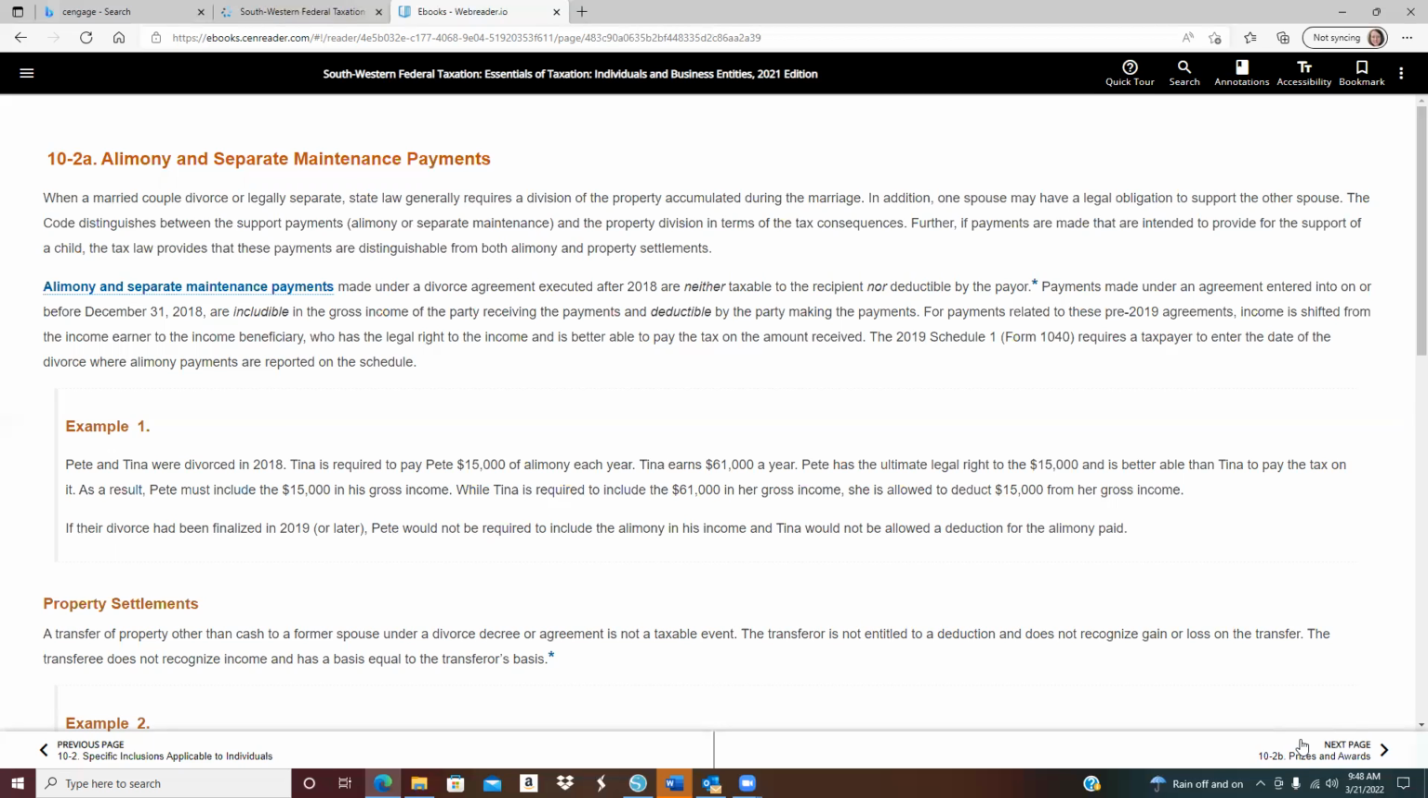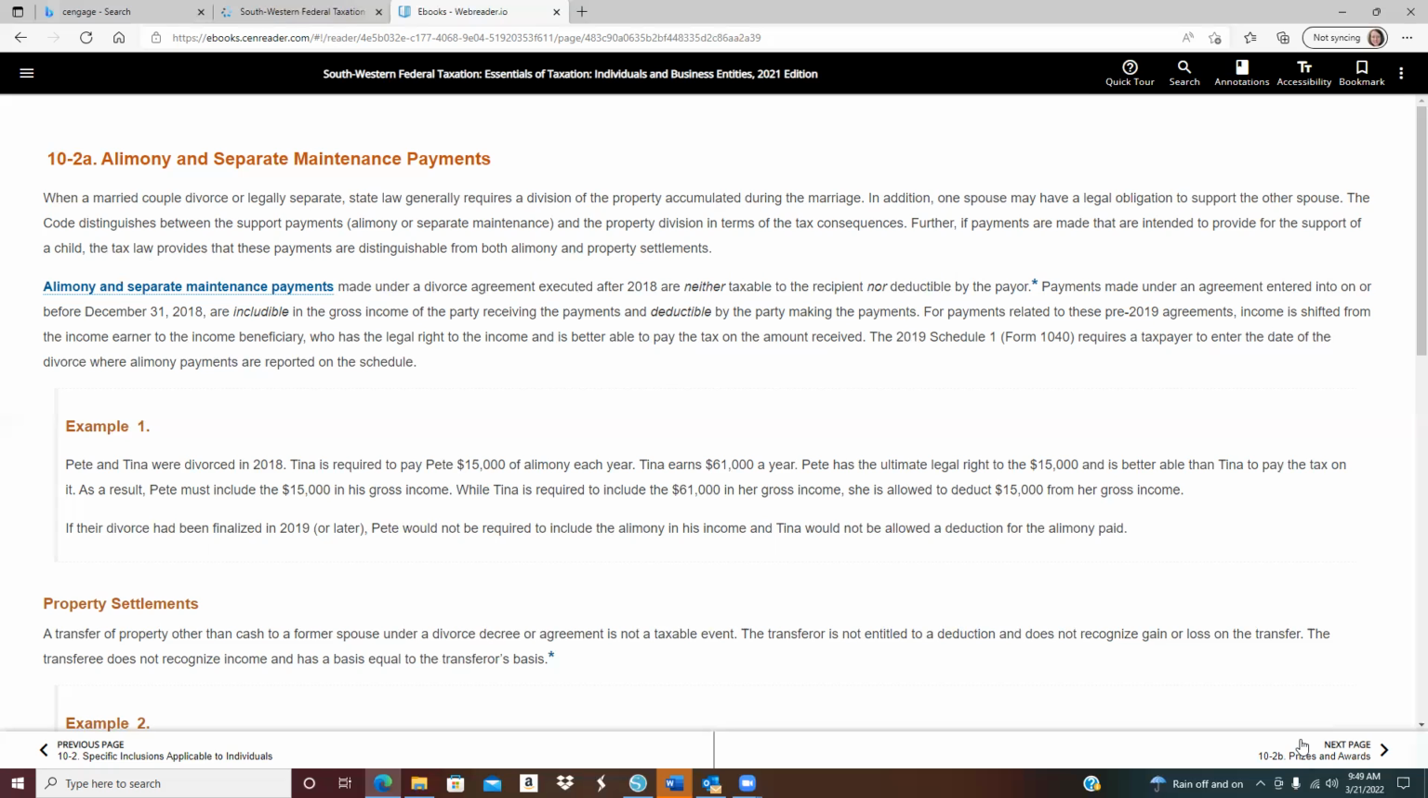Alimony payments made under the pre-2019 rules are taxable to the recipient and deductible by the taxpayer making the payments. This applies to any divorce that took place, or agreement entered into, on or before December 31st, 2018. So anything before December 31st, 2018 is deductible by the party making the payments. If you were divorced as of January 1st, 2019, then the law changed, and alimony is not included in income by the recipient and is also not a deduction.